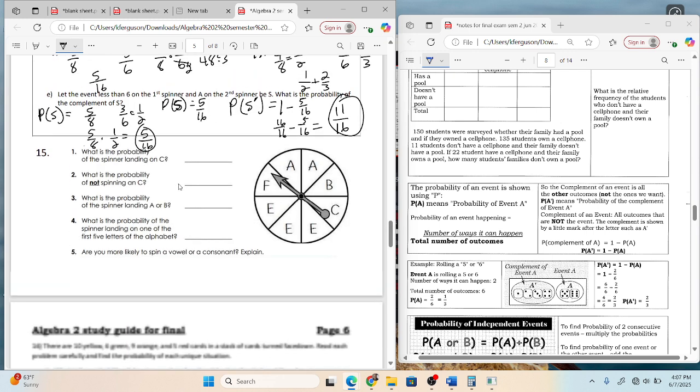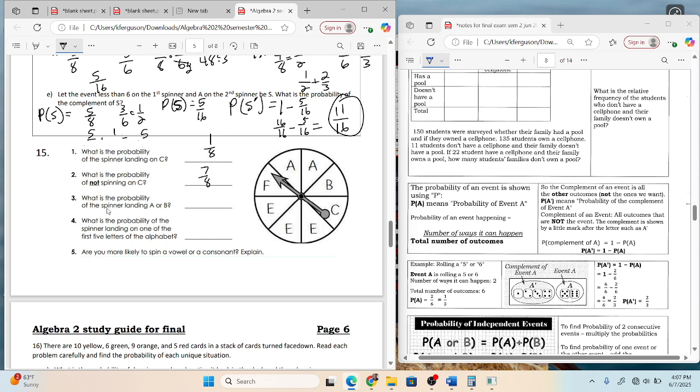All right, so then we're going to finish this last little bit up, and then we'll call it. Okay, what is the probability of the spinner landing on C? Well, we've got 8 possibilities. There's only one C, so that's 1 over 8. This should be cake for you. What is the probability of not spinning C? Well, there's 7 other ones, so that's 7 over 8.